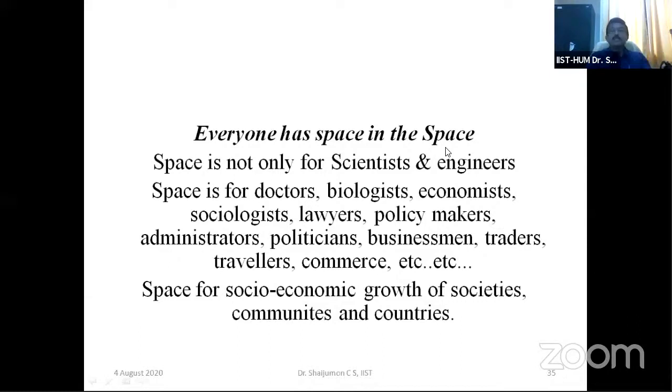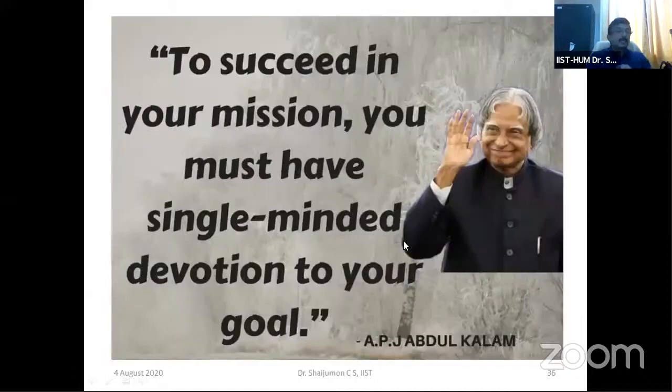Lawyers can use space technology. Policymakers can use space technology. Sociologists, administrators, politicians, businessmen, traders, travelers, everyone. Space is for socioeconomic growth of communities and societies. To succeed in your mission, you must have single-minded devotion to your goal. If you get some idea when you listen to some lectures, you will get a spurt in your mind, and that will convert into innovation and invention. That will be a multidisciplinary approach.